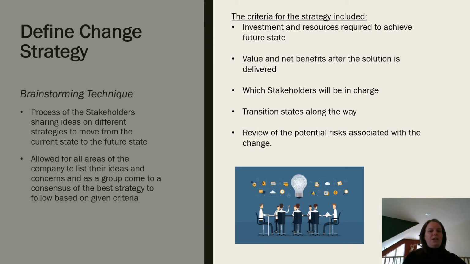Then we have the define change strategy. The purpose here was to develop and assess alternative approaches to the change and select a recommended approach. During the brainstorming event, different strategies to move from current to future state were addressed. And as a group, we came to a consensus of the best strategy to follow based on the given criteria.